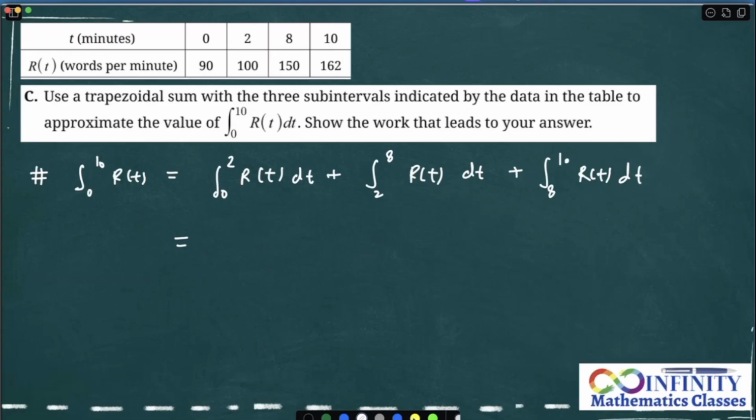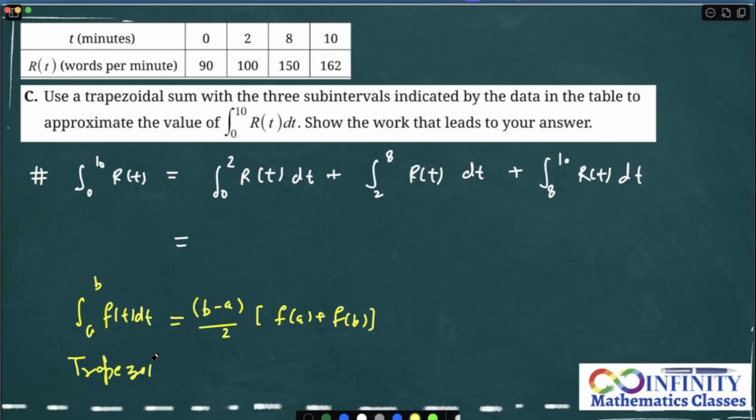Whenever you apply the trapezoid rule, the formula is, if it is the integral from A to B of f(t) dt, the trapezoid rule says that, first of all, take the difference of the interval, B minus A, divide by 2, and get the value of the function at both the endpoints. This rule is called the trapezoid rule. So for each interval, you are going to apply the same. So the difference is going to be 2 minus 0 divided by 2.